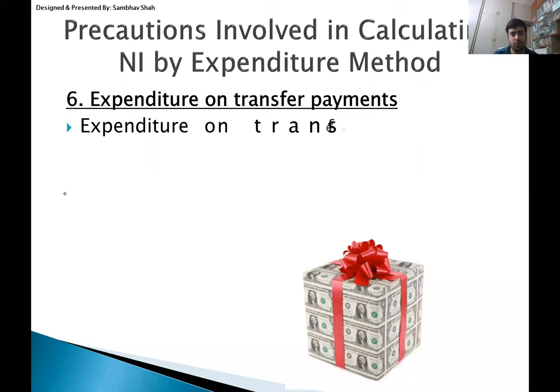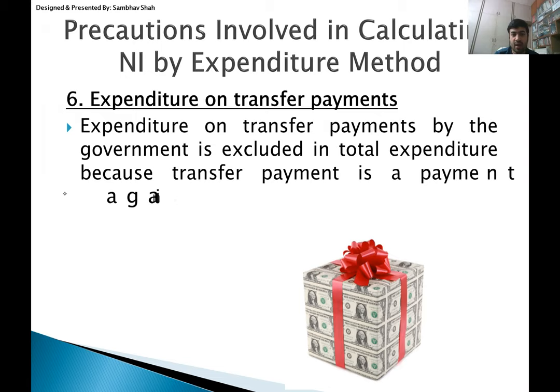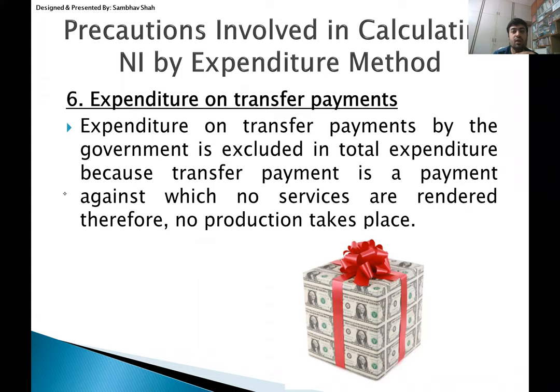So such expenditure on transfer payments by government is excluded in total expenditure because transfer payment is a payment against which no services are rendered, therefore no production takes place. Koi bhi tarah ki service rendered nahi ki gayi hai. Again, I'm repeating, right? And therefore, main ye bhi bol sakta hu ki production bhi yahan pe hua nahi hai.